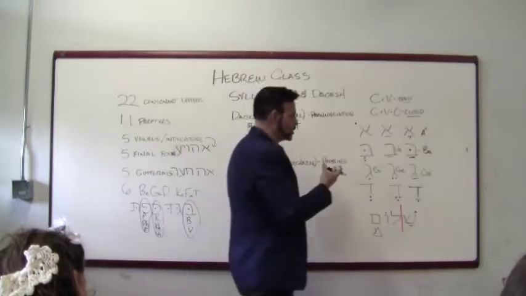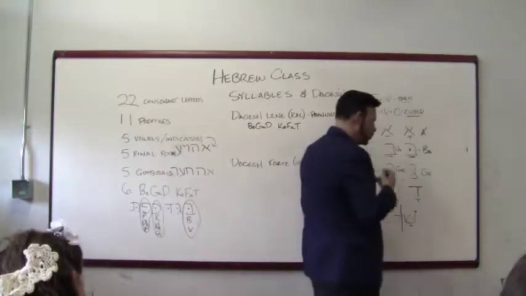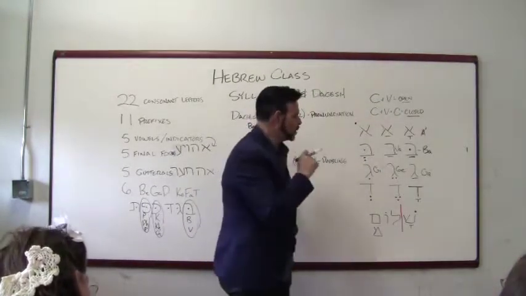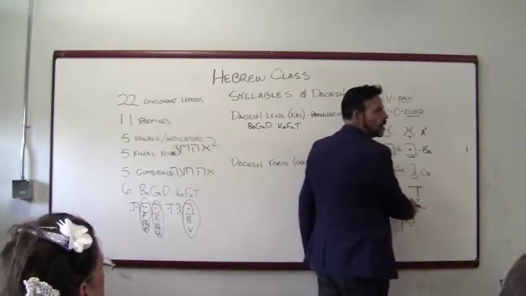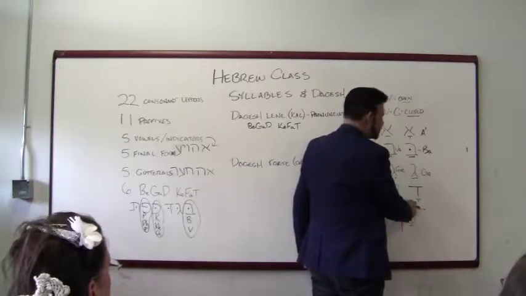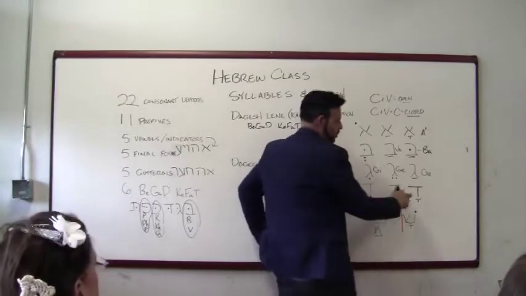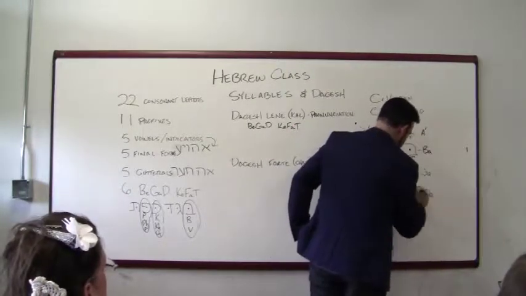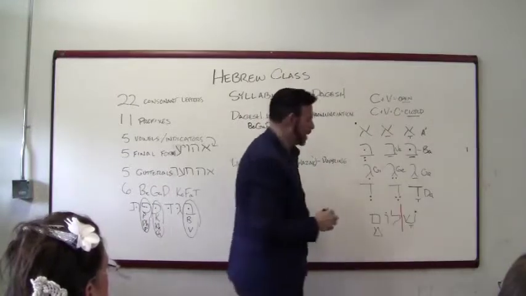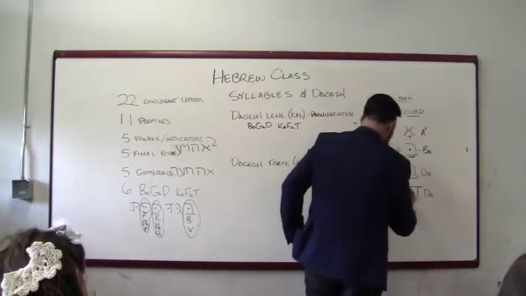These are all open syllables here. How about this one? What letter is that? Dalet. What's the vowel underneath? Kamatz. It's the longest A, remember? So put the two together. Da. How about this one? De. Very good.